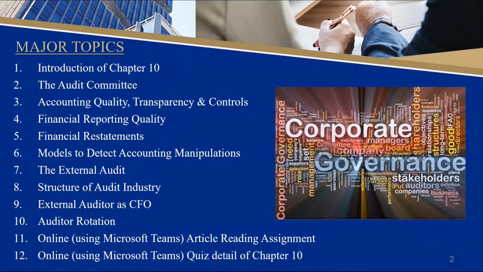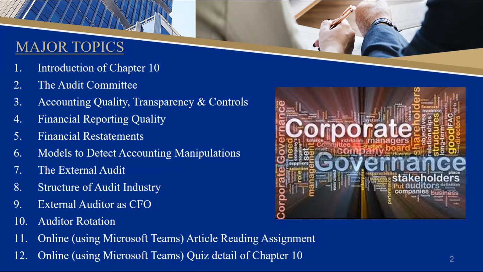In chapter number 10, the major topics that we will be covering start with the introduction of the chapter. Then we will discuss the second topic, that is the audit committee. The third topic is accounting quality, transparency and controls. The fourth topic is financial reporting quality. Then we will discuss financial restatements as the fifth topic of the chapter. The sixth topic is models to detect accounting manipulations.